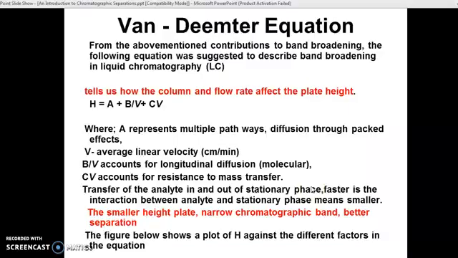If we are seeing now, the A is for the multiple pathway. We have already seen how to calculate this and how to use it to check your band broadening in liquid chromatography. Then B, we also discussed in the previous lectures, and the C we have already discussed a lot of times, how it is much more important to get a better separation in chromatography.